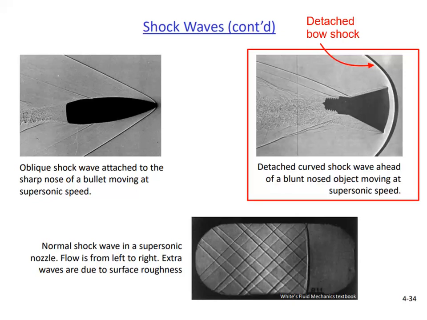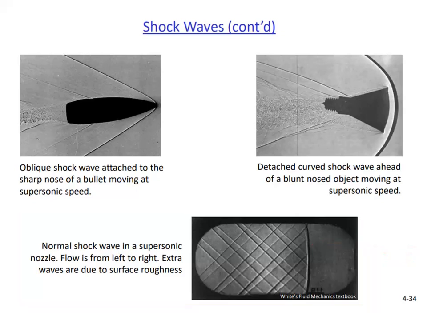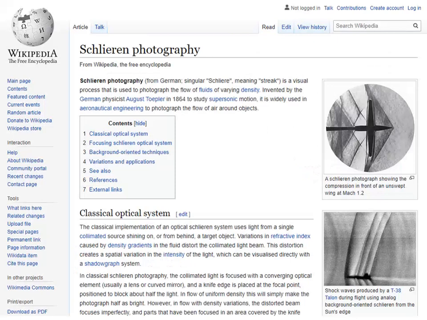This object looks like a model of a lander module of a space mission, maybe to the moon or maybe to Mars. The last one is a normal shock wave photographed inside a supersonic duct. The extra oblique waves seen are created by surface roughness. Shock waves can be visualized in the laboratory using a number of different techniques, such as Schlieren photography. This technique makes the sudden density changes across a shock visible.